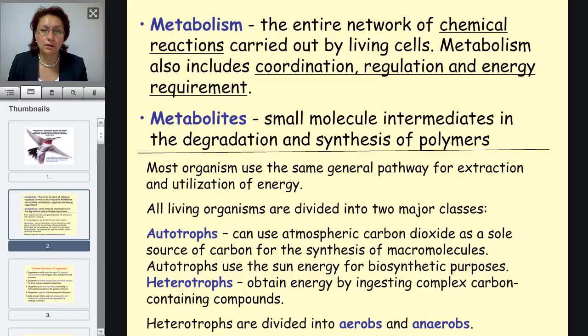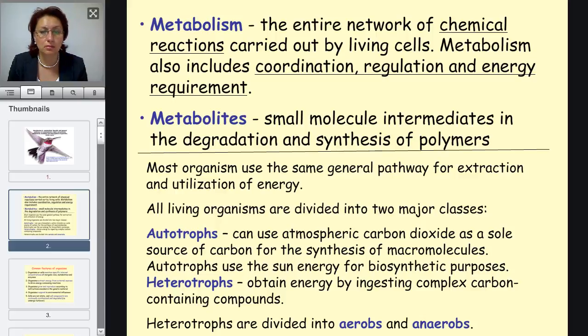Metabolism is the entire network of chemical reactions carried out by living cells. Metabolism also includes coordination, regulation, and energy requirement. Metabolites are small molecule intermediates in the degradation and synthesis of polymers. Most organisms use the same general pathway for extraction and utilization of energy.